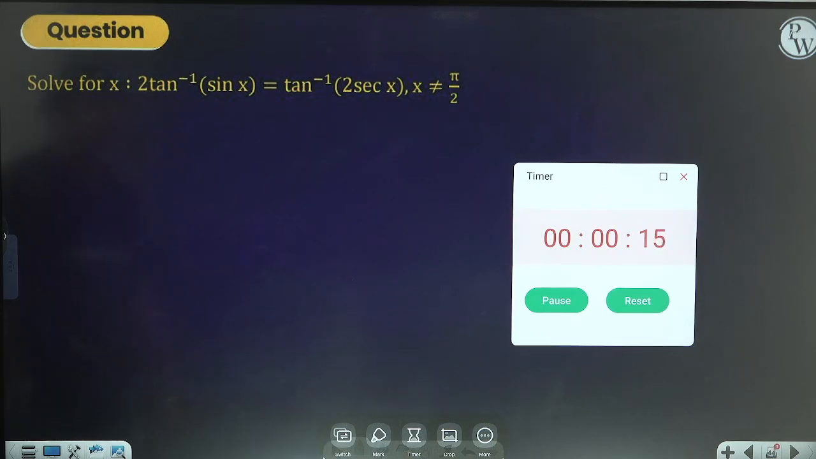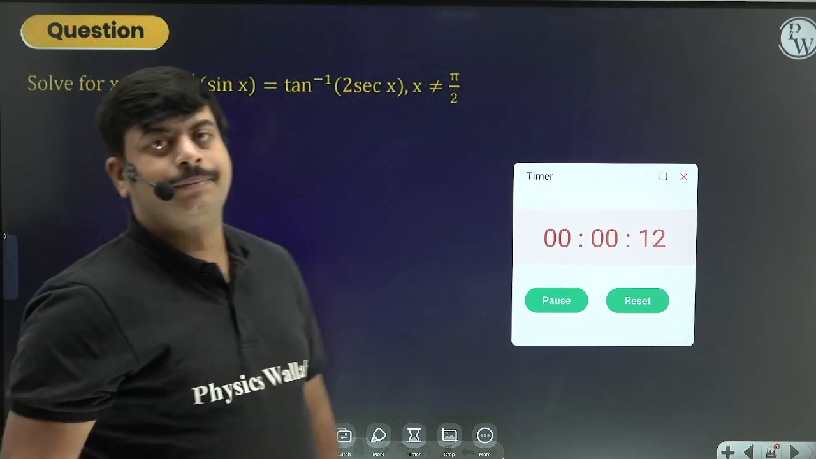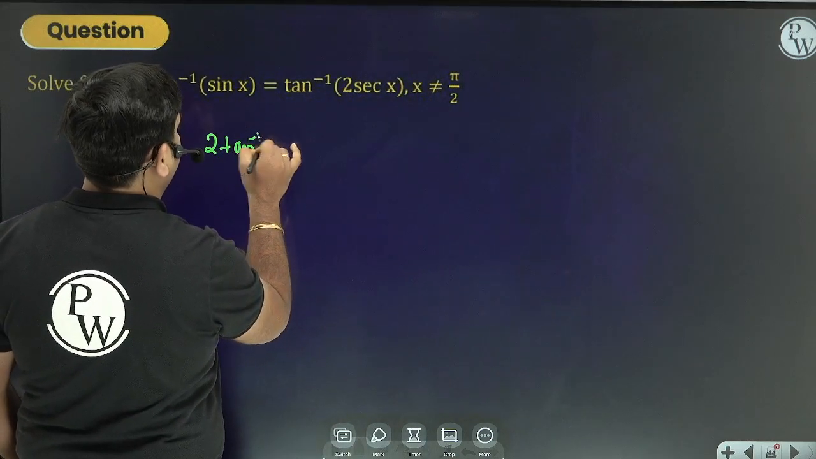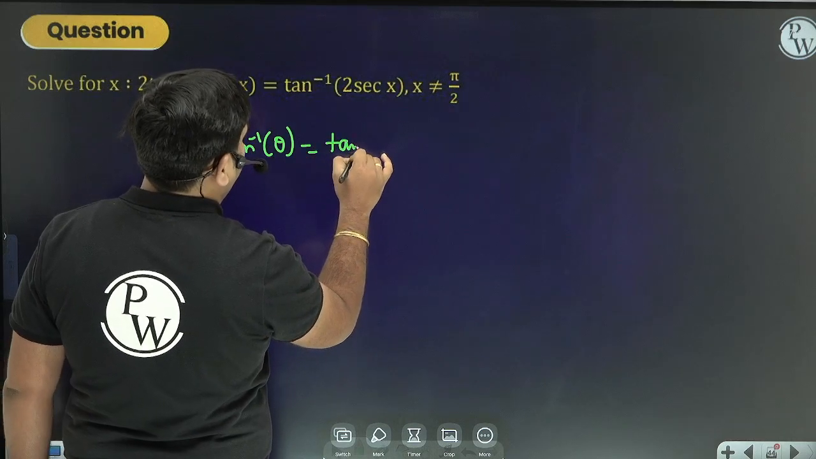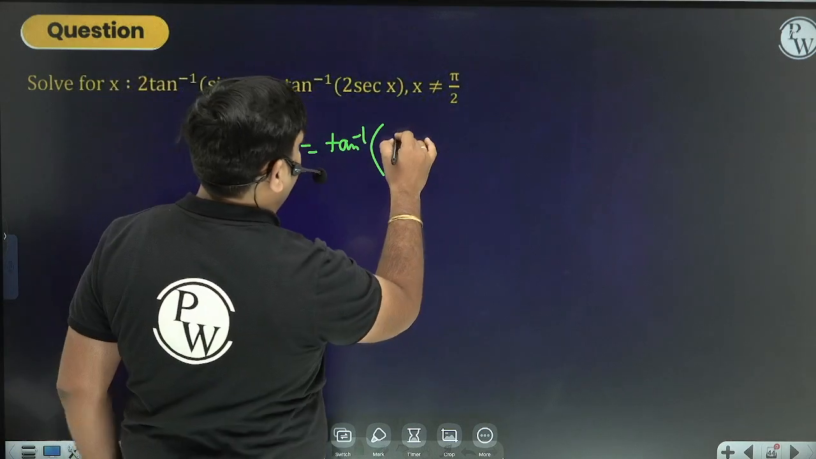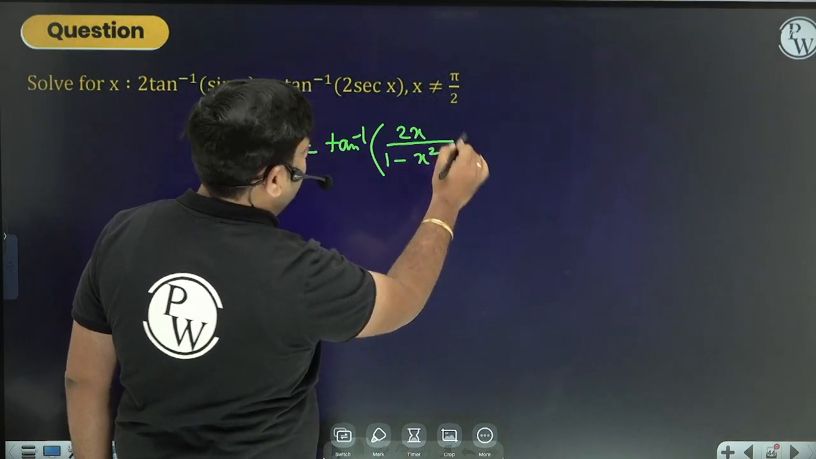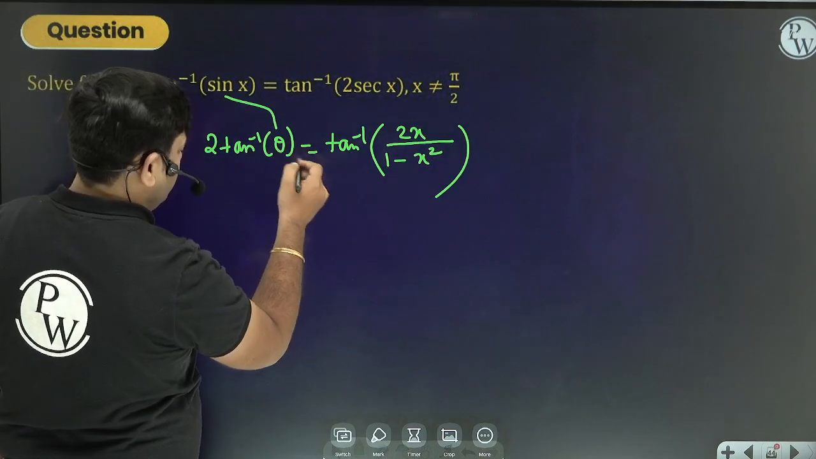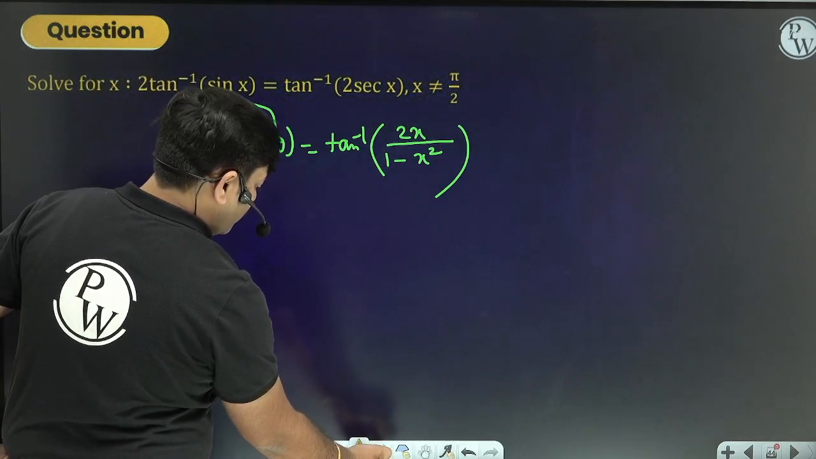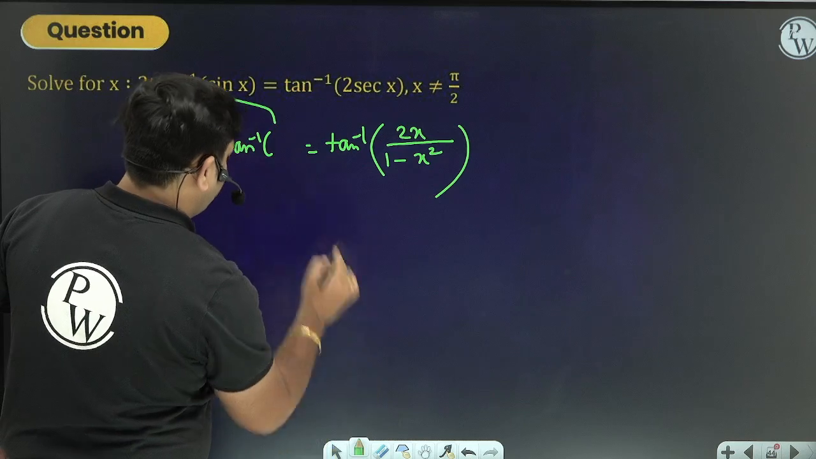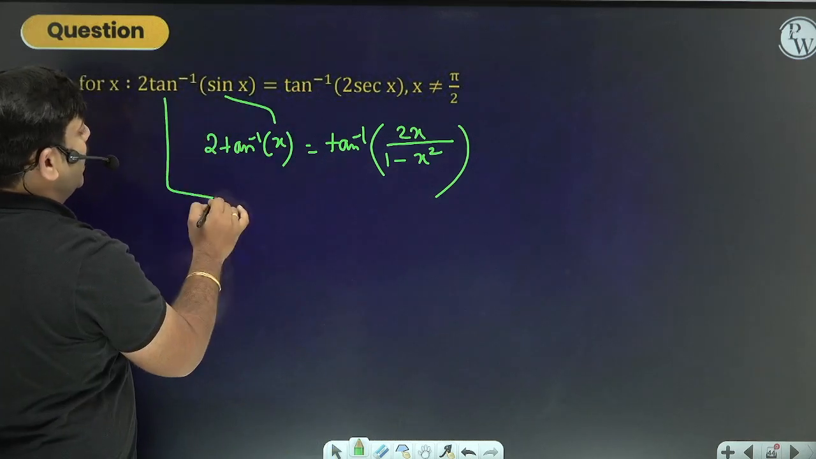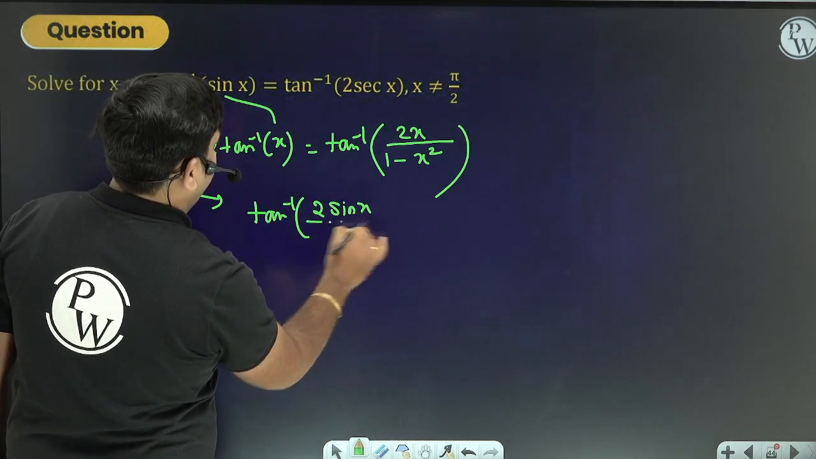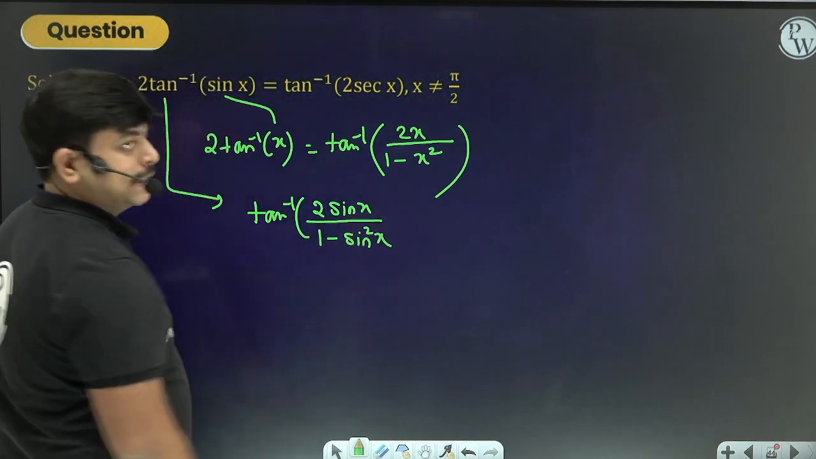Okay, people. So what is the formula of 2 tan inverse theta? Anyone remember? So 2 tan inverse theta, if you remember, students, is tan inverse of something like the tan 2 theta formula: 2 tan theta by 1 minus tan square theta. So if you write this in place of theta, we have sin x. Let us say this is x. So 2 tan inverse sin x will be equal to tan inverse of 2 sin x by 1 minus sin square x.